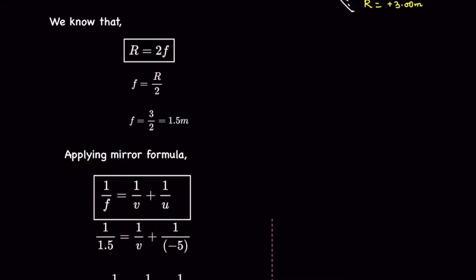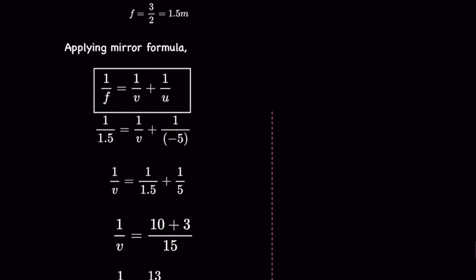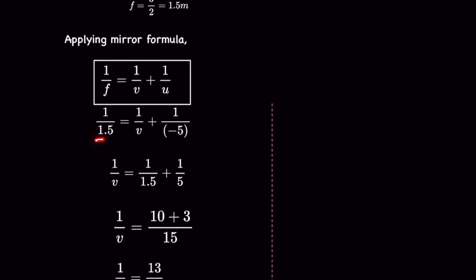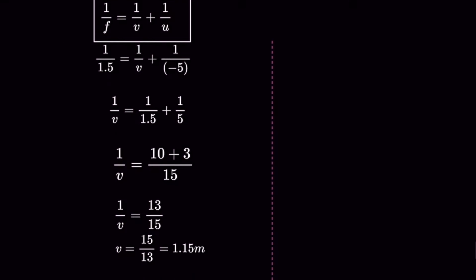So 1 by f is equal to 1 by v plus 1 by u. If you substitute the values, f is 1.5, we just got it, and we know that u is equal to minus 5. So 1 by v is equal to 1 by 1.5 plus 1 by 5. After taking LCM, 1 by v is equal to (10 plus 3) by 15. So v is equal to 15 by 3. It's equal to 1.15 meter.